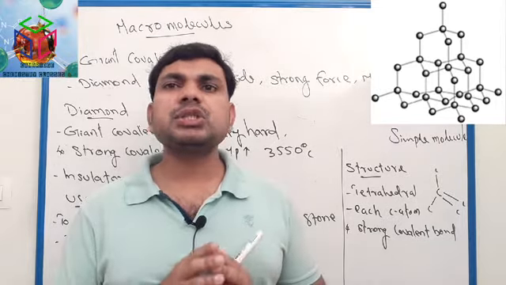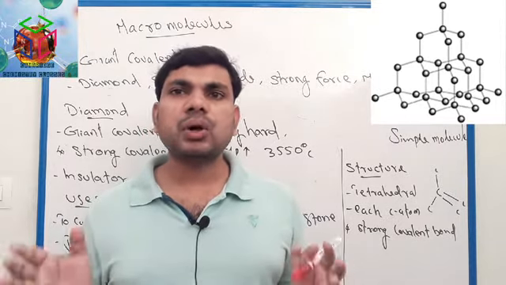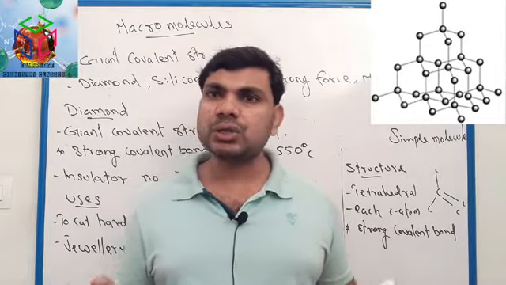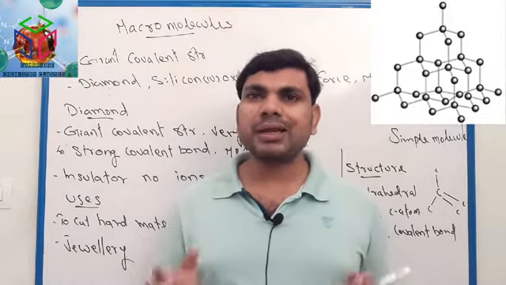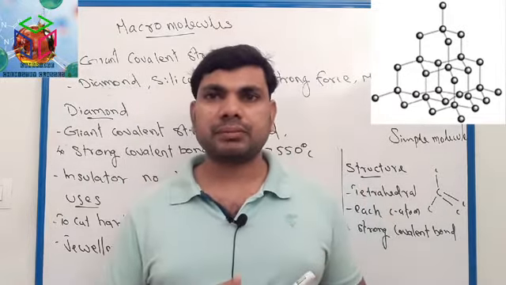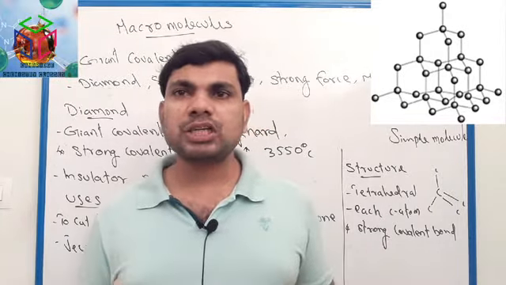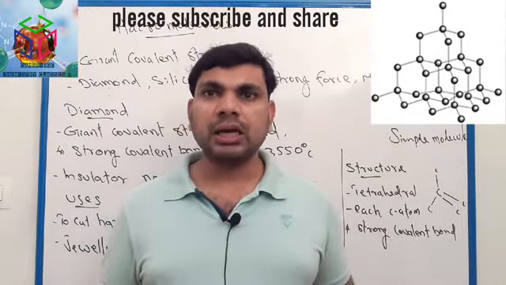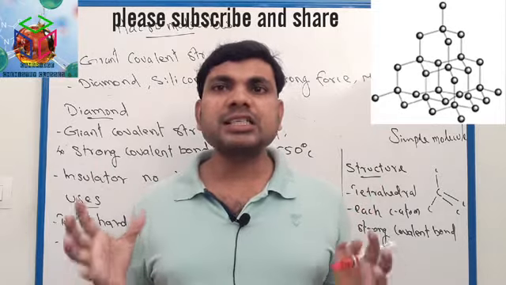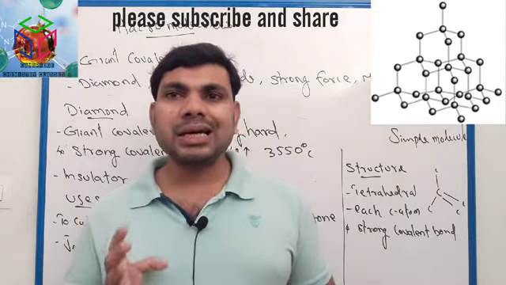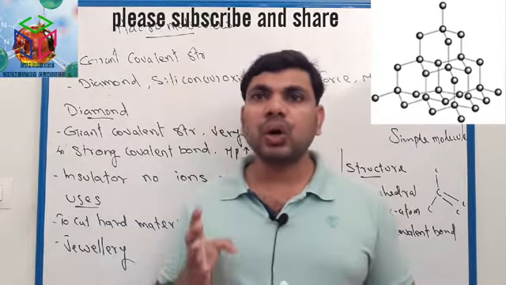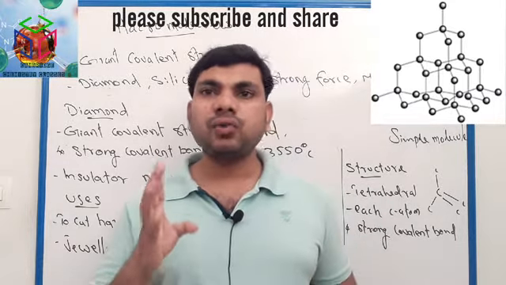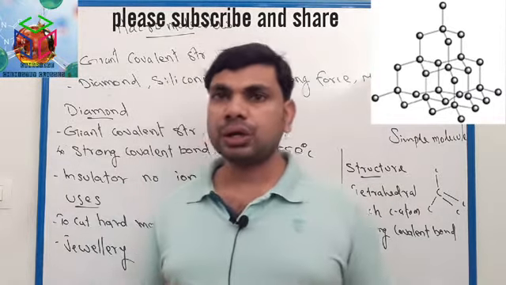In diamond, there are no free moving ions or electrons. That's why diamond is an insulator. Diamond is the hardest material because it consists of 4 strong covalent bonds. In diamond, one carbon atom makes 4 strong covalent bonds.